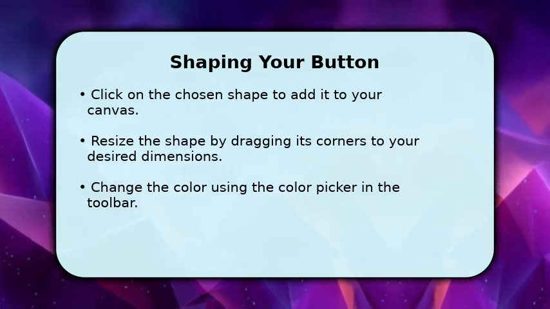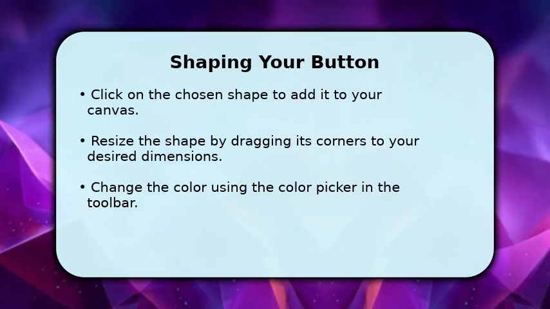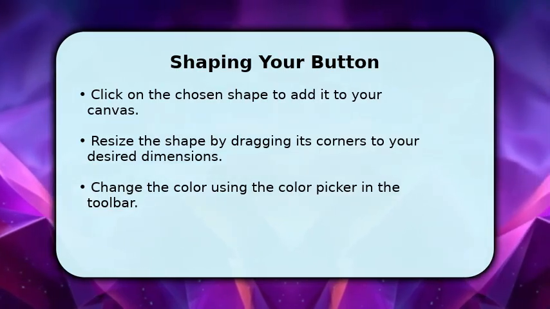Use the color picker in the top toolbar to select a background color. You can also add a border or round the corners for a more polished finish.